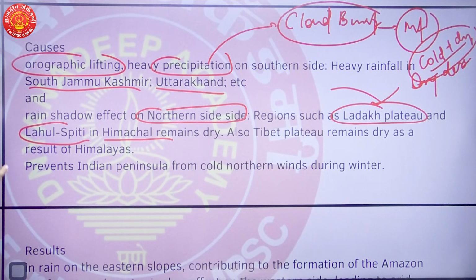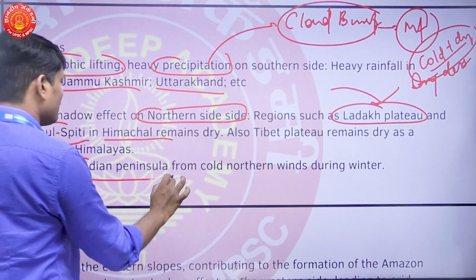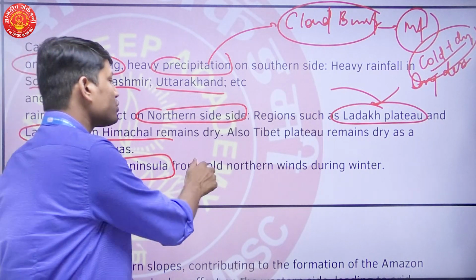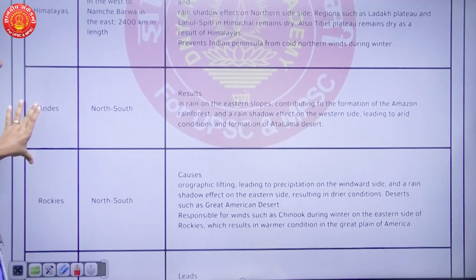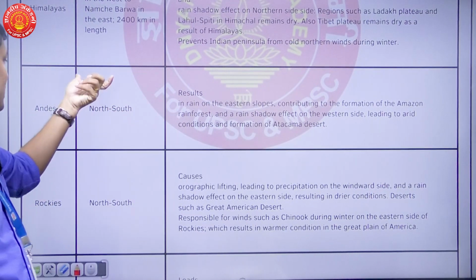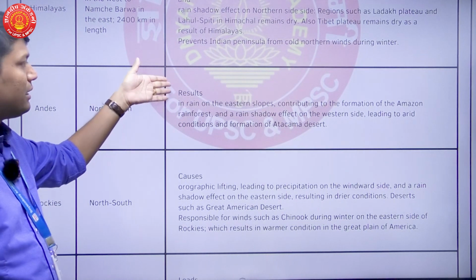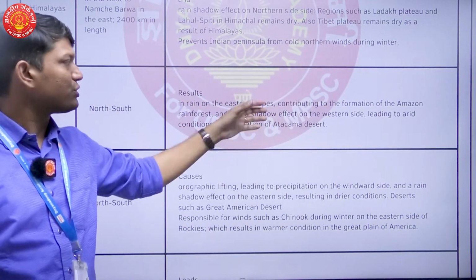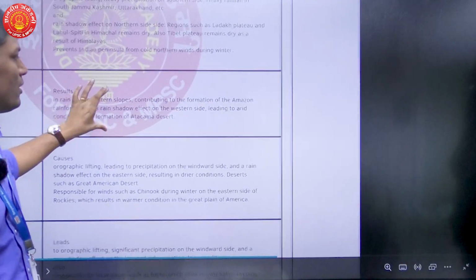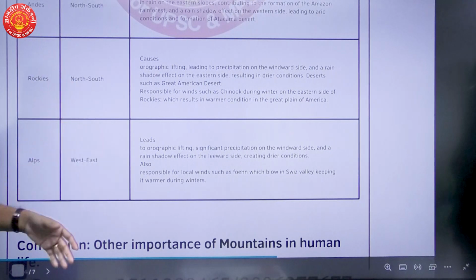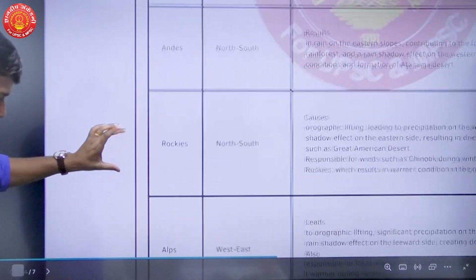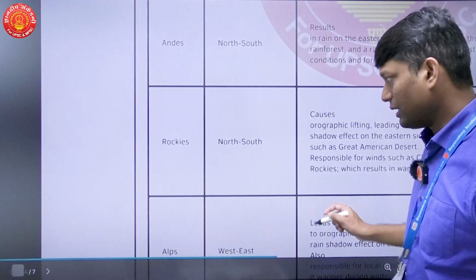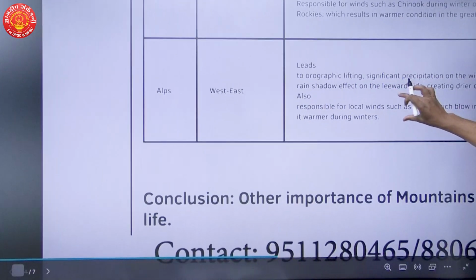So cold desert or cold and dry conditions will prevail over the rain shadow regions of fold mountains. Also, in the case of the Himalayas, the Indian peninsula is saved from the harsh cold winds coming from the northern regions. Moving next, similarly, details are present for all of the mountain ranges. For the Andes, its alignment has been given as north-south. Similarly, whatever the impact on local weather conditions, it has been mentioned in this section. This way you can provide all the details. I have included mostly four mountain systems: the Himalayas, Andes, Rockies and Alps. I will show them on the map and mention the details. So it is a fairly static question, in this way.